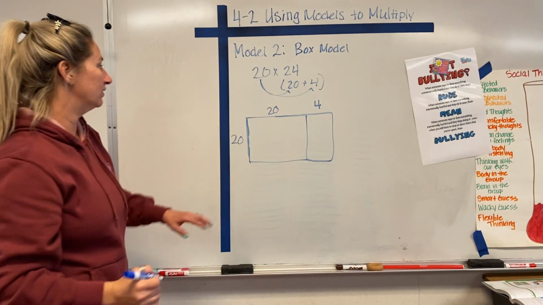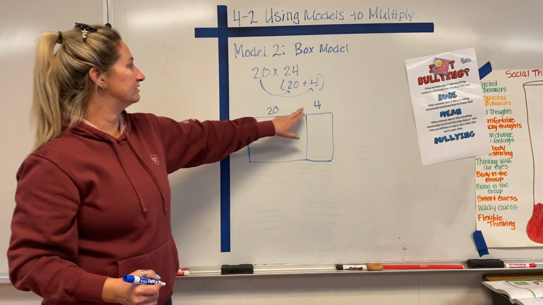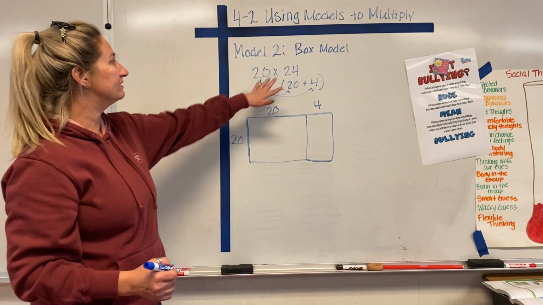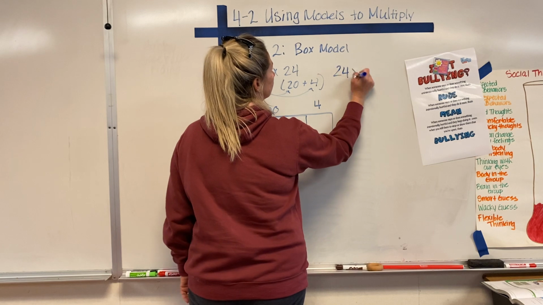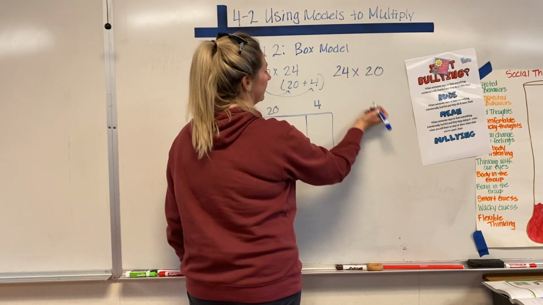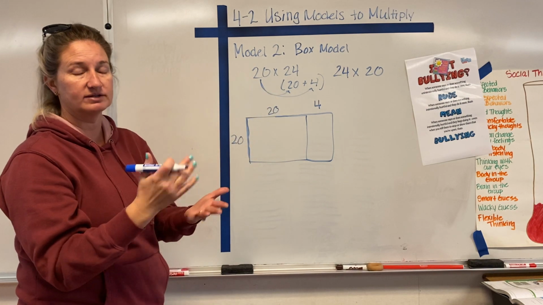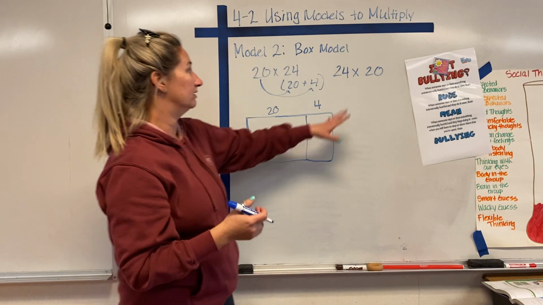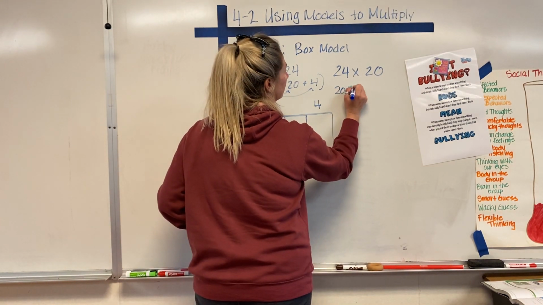Okay, so here is the 20 on the outside, and then this is the second number that I split up, the 20 and the 4. It doesn't have to be in this order though. You could have 24 times 20 and still split up the number that has tens and ones. It's not the number that's a multiple of 10, that has the 0 on the end. So 20 plus 4.